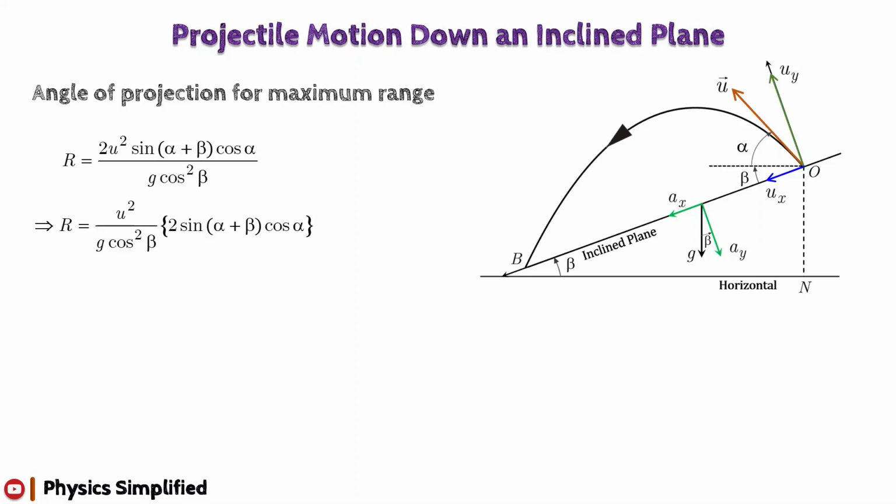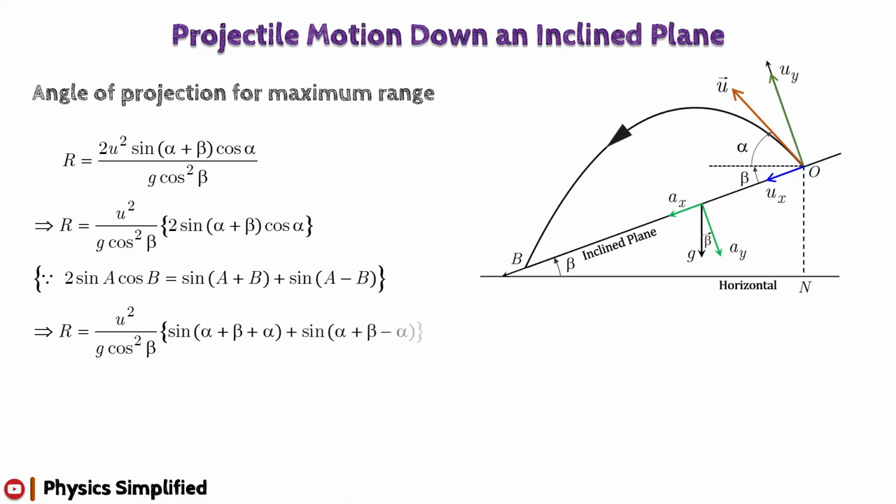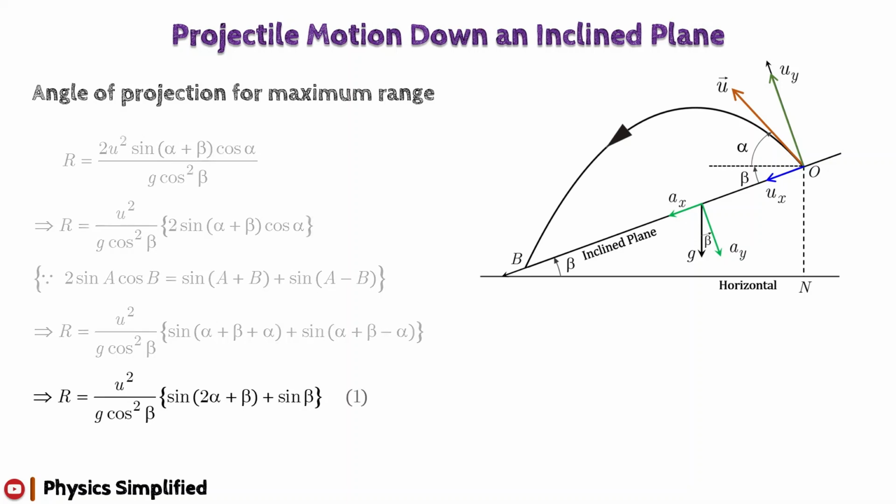To find the condition for maximum range, we consider the trigonometric identity given by 2 sin A cos B is equal to sin(A plus B) plus sin(A minus B). Making an analogy with this identity, we can rewrite the expression of the range as follows. Here we have considered alpha plus beta to be analogous to A and alpha to be analogous to B. Upon simplifying, we get R is equal to u squared divided by g cos squared beta times, within second bracket, sin(2 alpha plus beta) plus sin beta. We mark this equation as number 1.